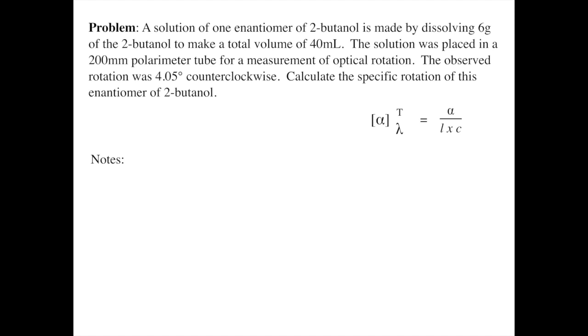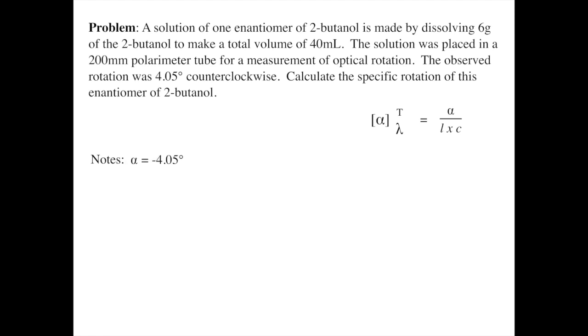If we take 2-butanol, a chiral compound, and we dissolve 6 grams of this into a solution with a total volume of 40 milliliters. We place this in a polarimeter with a path length of 200 millimeters, and we measure the optical rotation. We find that it's 4.05 degrees counterclockwise. So what is the specific rotation of this enantiomer of 2-butanol?